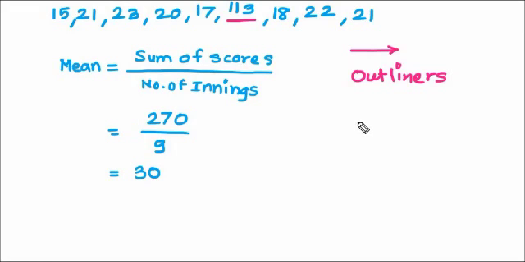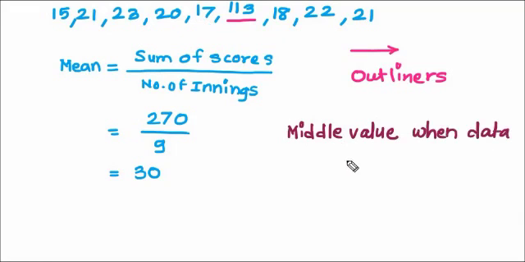So in this situation, mean is certainly not a representative value of this data set. Now what to do? The median comes to our help in such situations. Now what is median? A median is middle value. So now the middle value is 17. So is the median 17? No. Middle value when the data is ordered.